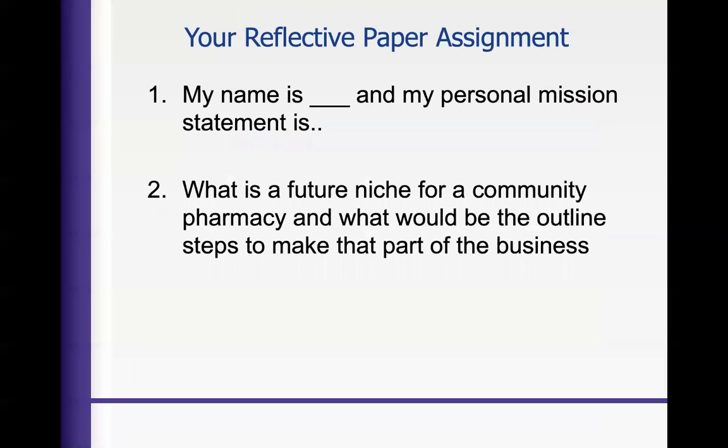And so I'm going to go over your assignment in a separate video, but part of it is you are going to do your own reflection on your own personal mission statement and what future niche for community pharmacy, and outline the steps to make that part of a business.